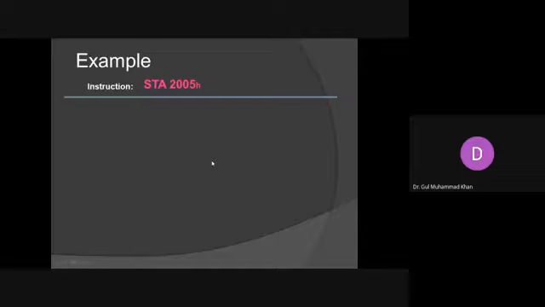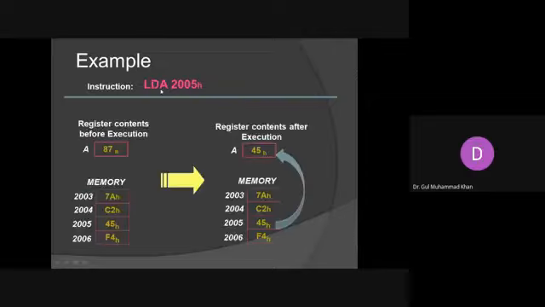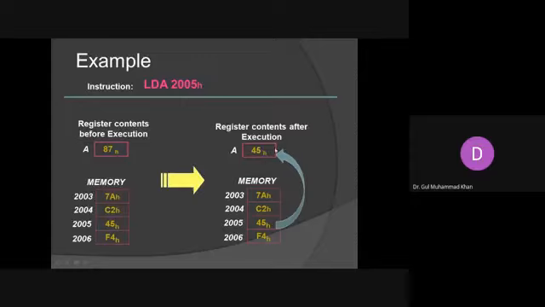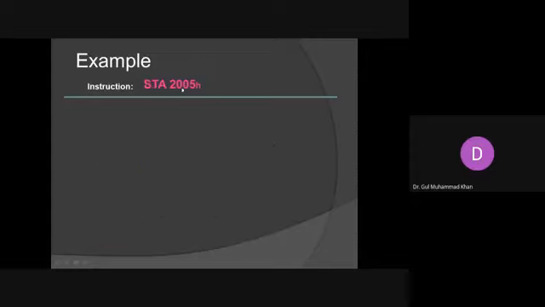Similarly, we have instruction STA 2005H. This means store the contents of accumulator to this particular memory location. This is exactly the opposite of the previous one. This one was actually loading from this particular memory location, and this one is storing the accumulator value to this particular memory location. In this case, the value of accumulator was updated, but in case of STA, the value of this memory location is going to be updated.